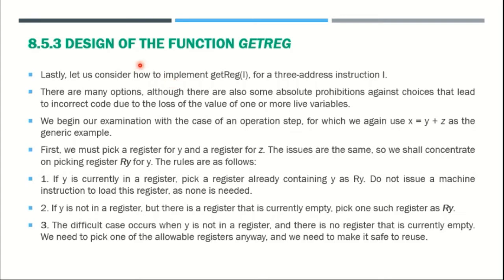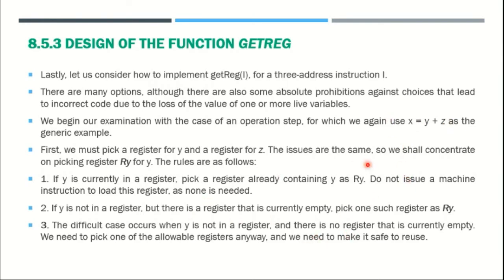For that purpose we begin our examination with the case of an operation step, for which we again use x equals y plus z. We assume this generic example instruction. Here the y value can be stored in R1 and the z value in R2, and then we can perform the addition. Otherwise the z value can be stored in R1 and the y value in R2, and then we can also perform the addition.